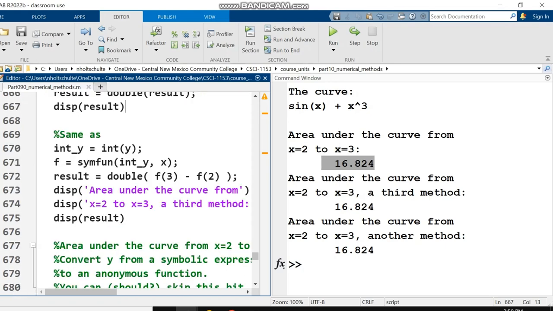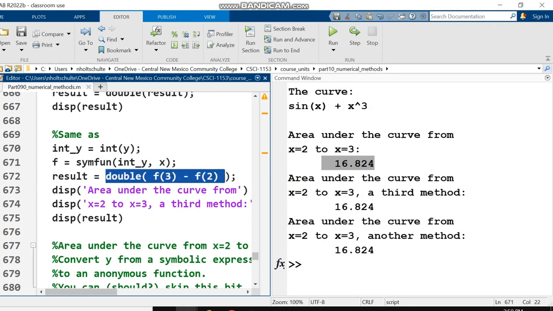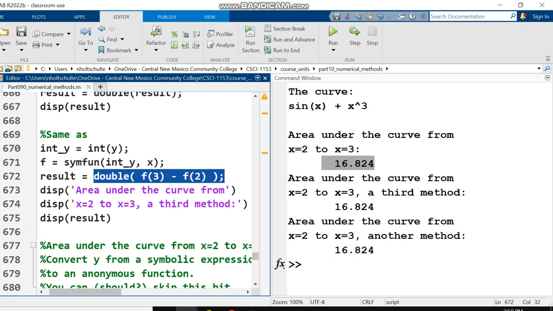And down below, I do the exact same thing, but I'm going to use symfun. And what I'm going to do here is calculate that antiderivative with int. I'm going to use symfun to convert it to a symbolic function, or something more like an anonymous function where I can plug in values, and then I plug into that antiderivative the upper bound of integration minus plugging in the lower bound of integration, which is exactly how you do a definite integral.